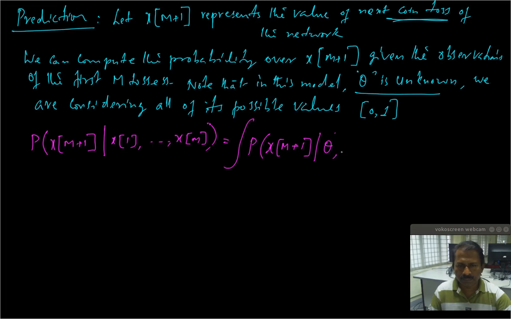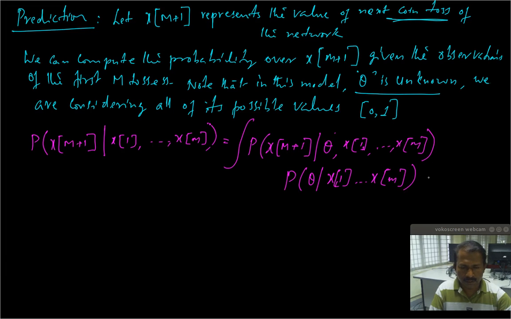So this is P of x m plus 1 given theta, and the data is basically x1, x2 up to xm, right, multiplied by P of theta given the data x1 up to xm, d theta, right?